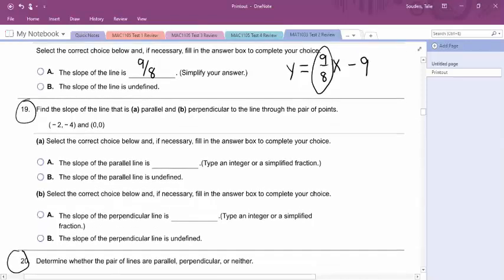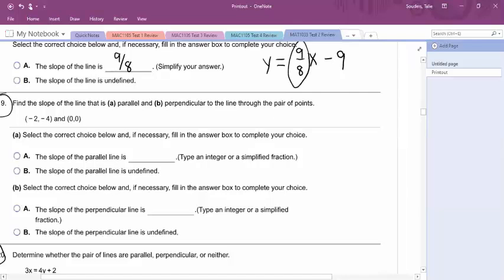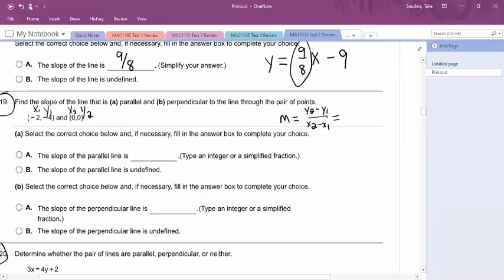Okay, for number 19, they are asking us to find the slope of the line parallel to and perpendicular to the line through the given pair of points. So the first thing we need to do is find the slope between those 2 points, and then we'll worry about finding the parallel slope and the perpendicular slope. So we can use the slope formula again. That would give us 0 minus -4 over 0 minus -2.